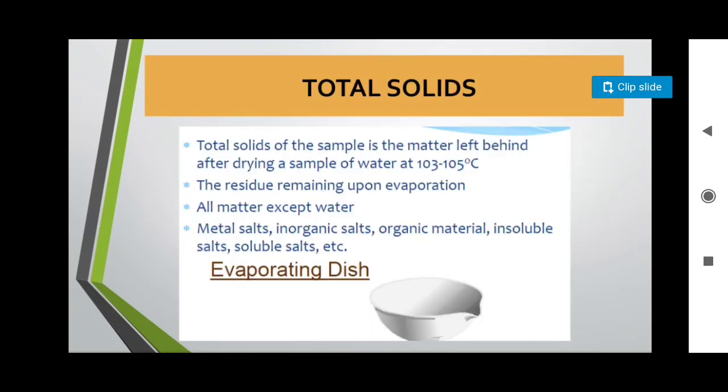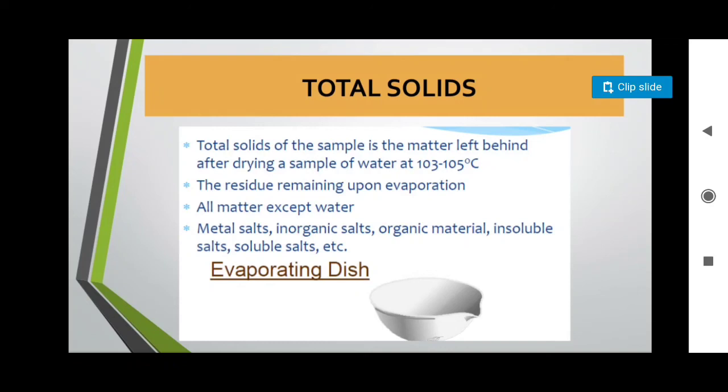So now we are trying to understand what type of experiments we do to find out these different types of solids. You can see in the figure that there is an evaporating dish. This evaporating dish can be made of porcelain, or it can be made of other materials of laboratory quality, right? This evaporating dish can bear high temperatures when put in an oven, right?